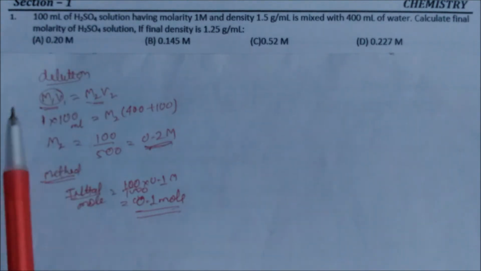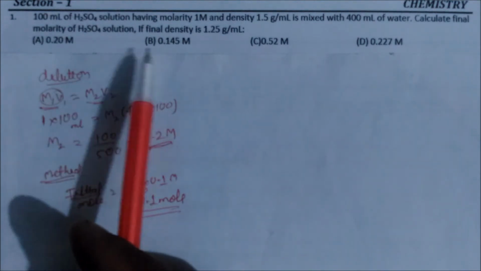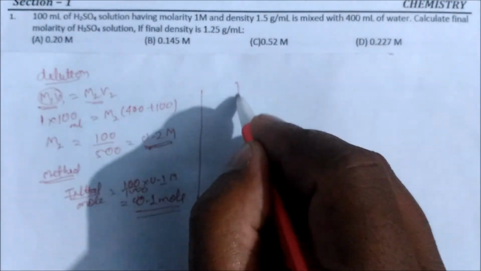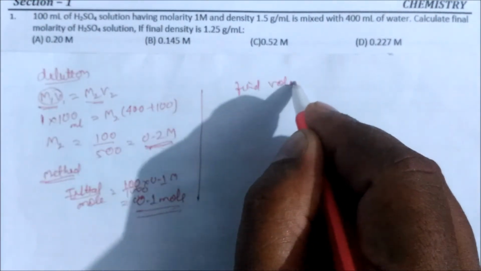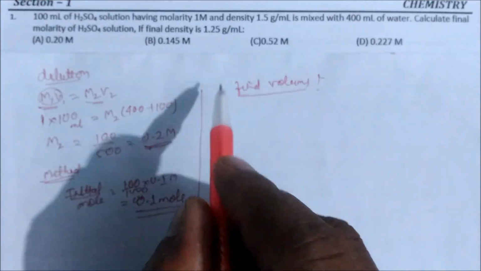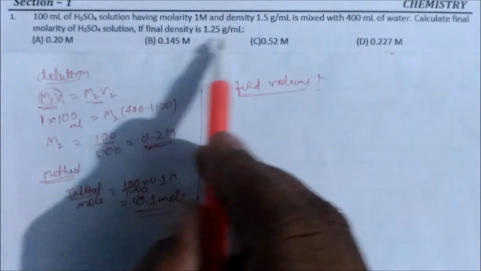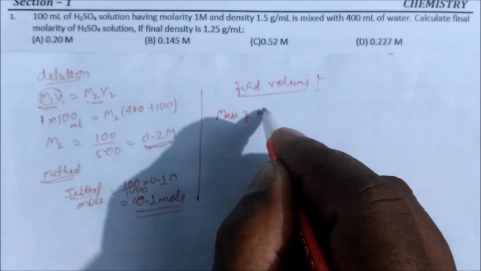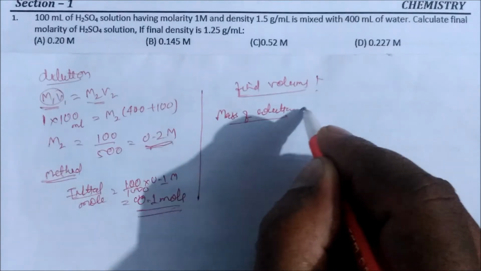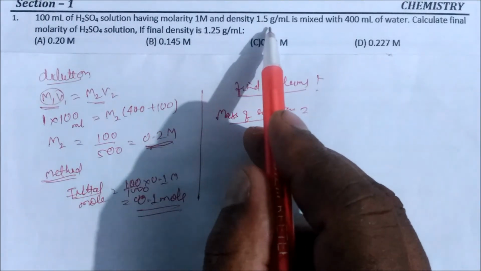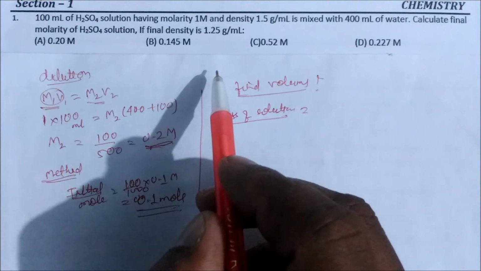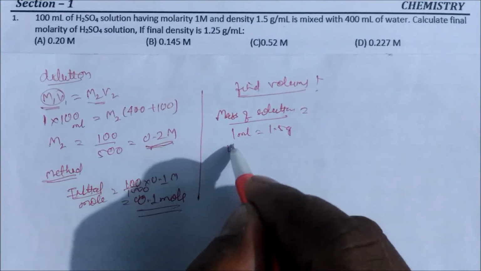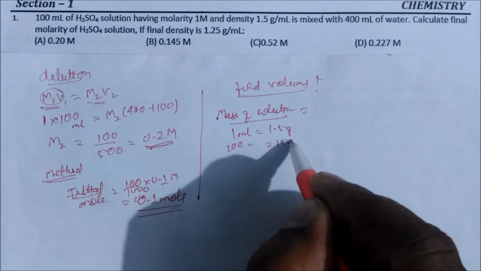Now we have to find the final volume of the solution. To find the final volume, we will not add the volumes. We know the density is given as 1.25 gram per ml, so we have to find only the mass of the solution. Initially, 1 ml has a density of 1.5 grams, so if you take 100 ml of that solution, the mass will be 150 grams.